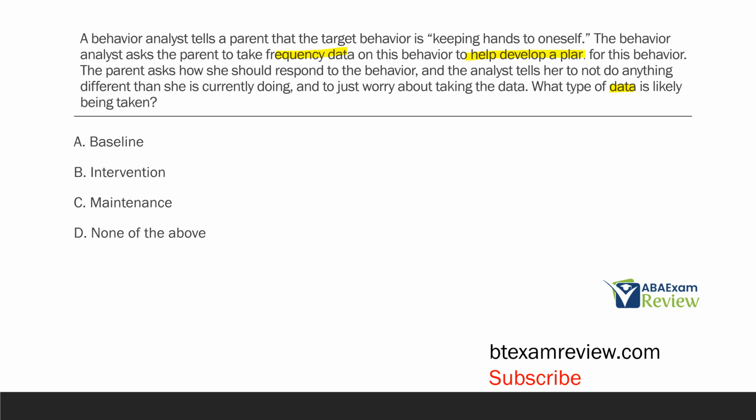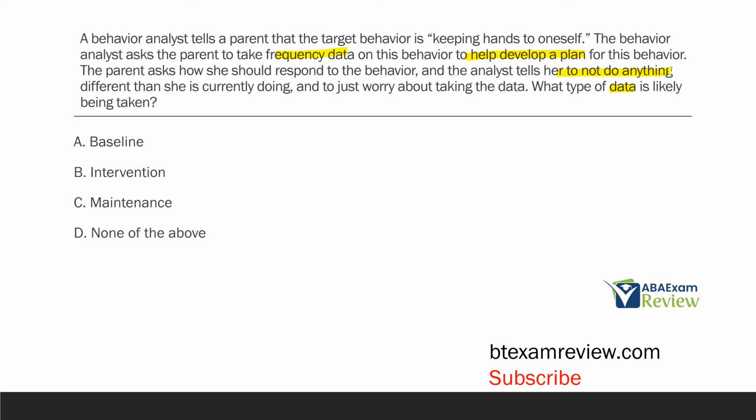Now, right there is a pretty clear giveaway about what type of data we're taking. Because if we haven't developed a plan yet, it means we haven't started the plan yet, and the plan isn't being implemented. So what kind of data can help shape our plan? Well, baseline data. And how does baseline data help shape our plan? Well, baseline data will give us an idea of where the behavior is currently at. So this is why the analyst, when the parent asked how she should respond to the behavior, tells her to not do anything. Because during baseline, we don't want to change anything. The idea behind baseline is to gather data in the most natural environment possible.